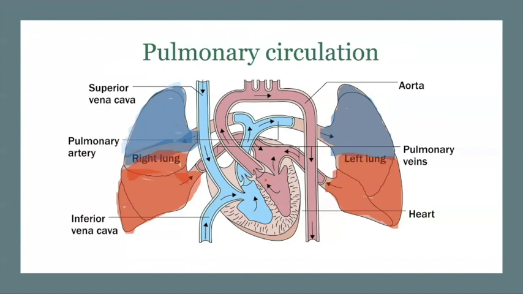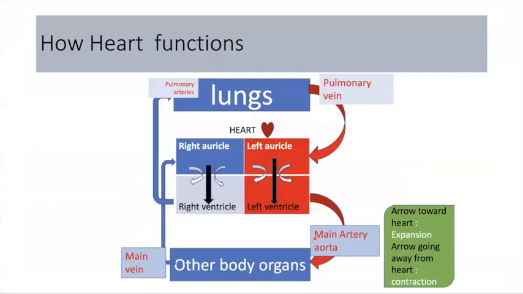And from here, after the contraction, the same oxygenated blood is passed to the aorta and then to all the other organs of the body. So this is how the blood is circulated. Blue blood comes to the heart, it gets refreshed in the lungs, and that refreshed, oxygenated blood comes back to the heart and is then pumped to all organs. Let us try to understand how the heart functions through this flow chart.